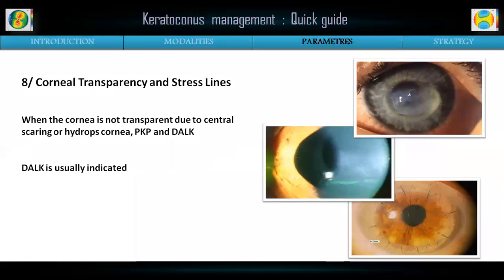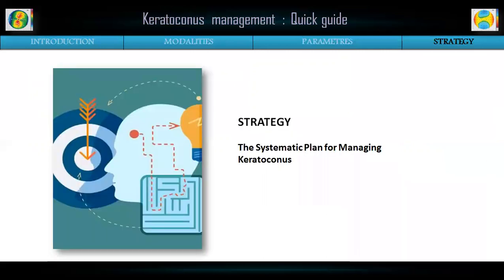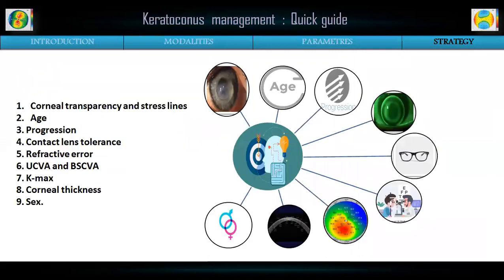And for the last parameters, corneal transparency and stress lines. When the cornea is not transparent, we should think about penetrating keratoplasty or DALK, and in the DALK is usually indicated. Now we will see different strategies to manage keratoconus.